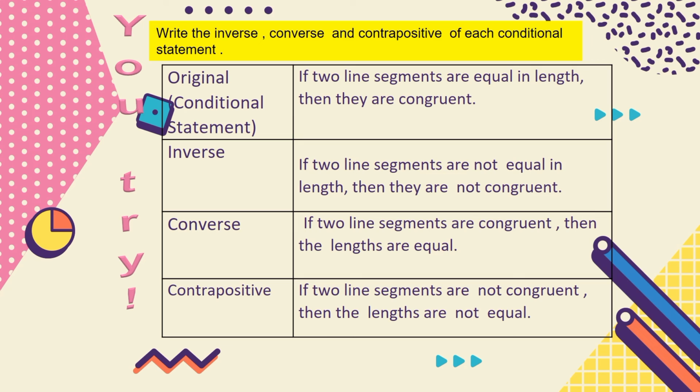Now, again, I repeat, our original or conditional statement is, if 2 line segments are equal in length, then they are congruent. Now, our inverse is, if two line segments are not equal in length, then they are not congruent. For our converse, if two line segments are congruent, then the lengths are equal. For our contrapositive, if two line segments are not congruent, then the lengths are not equal. Okay, I hope you get it.